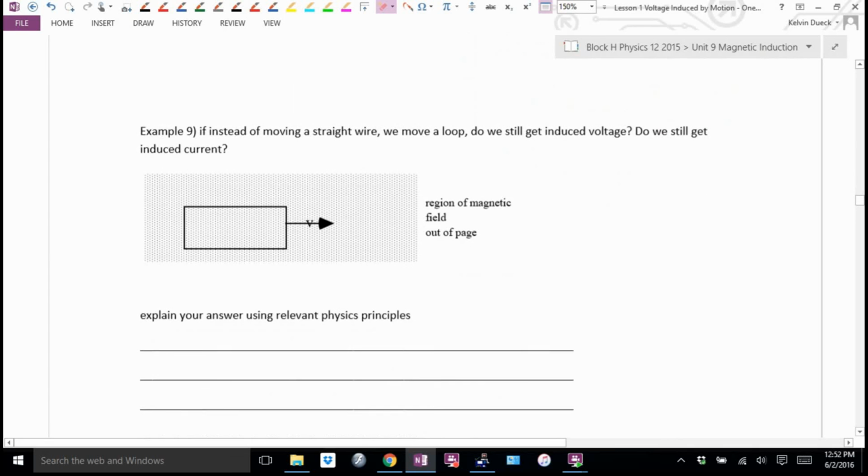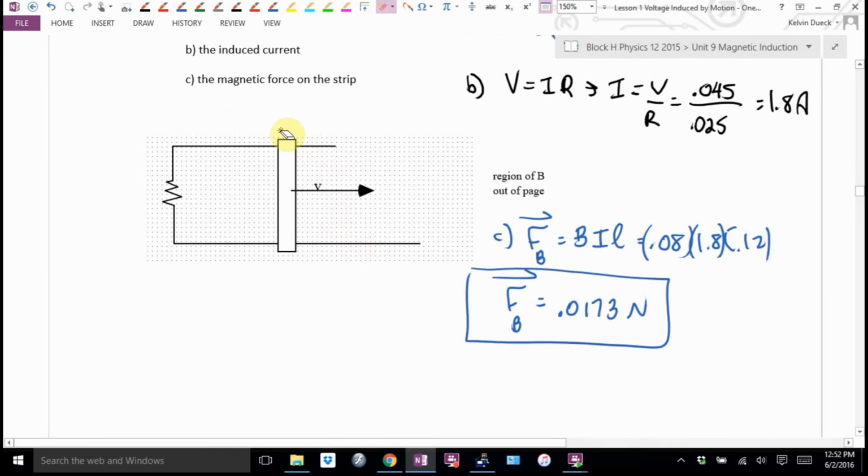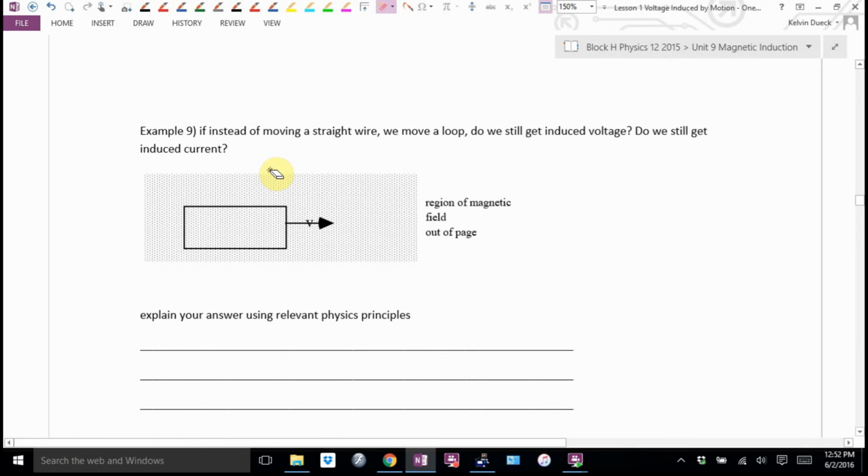All right, Faraday's saying, look, I've got a wire sitting on conducting rails. He said, this looks just like a loop. Why don't I try it with just a straight metal loop? This was his next thought. If instead of moving a straight wire, we move a loop, do we still get induced voltage? Do we still get induced current? Let's find out.